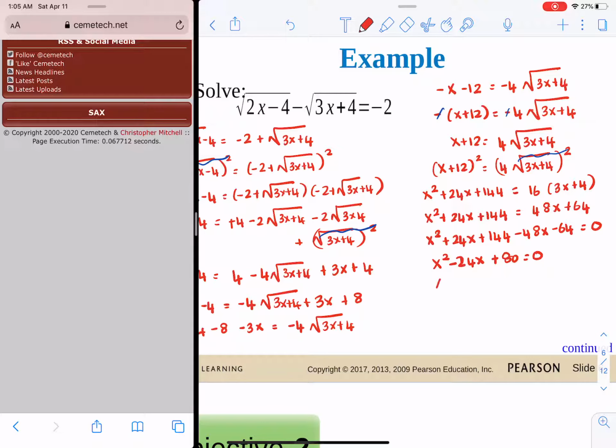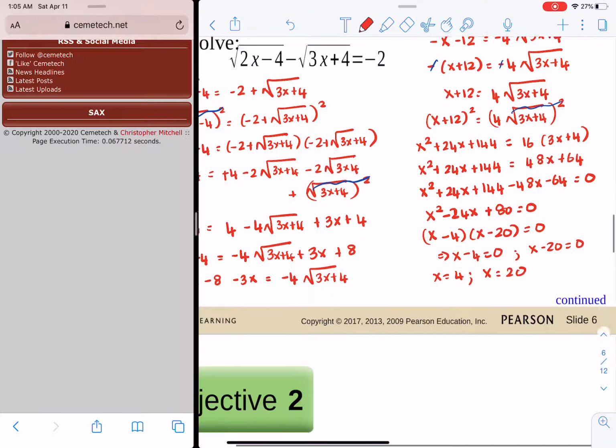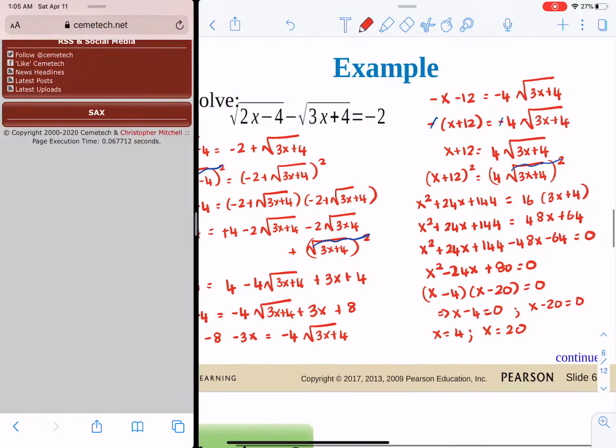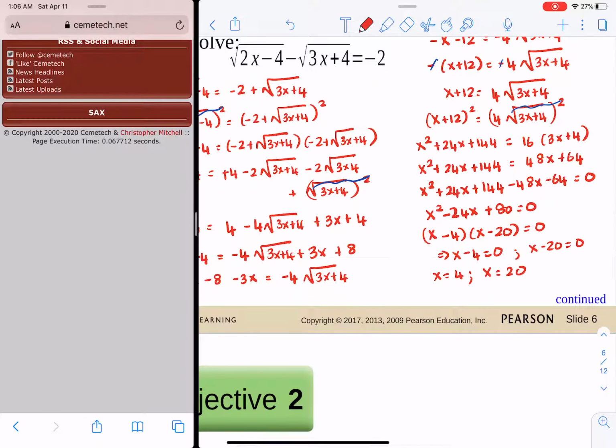So we could factor this as x minus 4 times x minus 20 equals 0. Set the first factor equal to 0 and the second factor equal to 0, which would mean x equal to 4 is a solution and x equal to 20 is the next solution. So we want to verify if x equal to 4 is a solution.